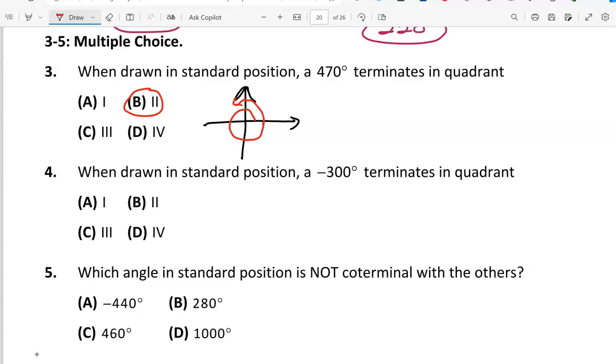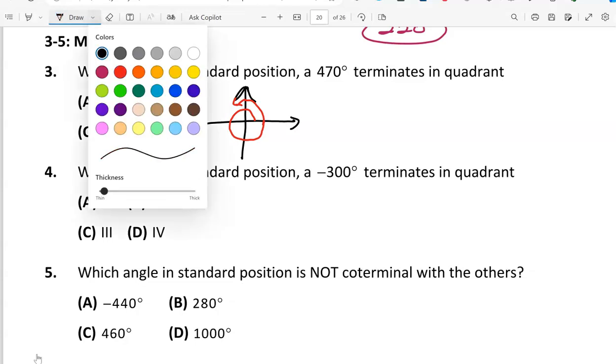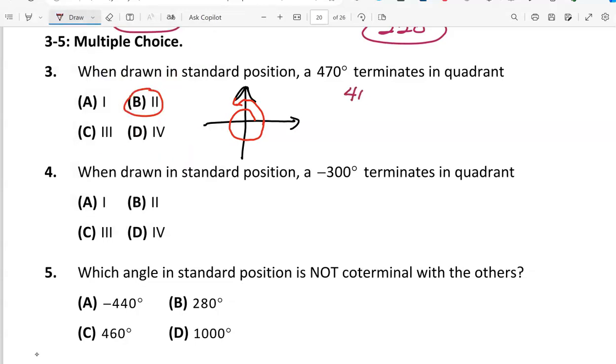Another way to do this is simply to take the 470 degree angle and subtract 360 from it, and that gives us 110, which is between 90 and 180, so we know that's in quadrant 2.